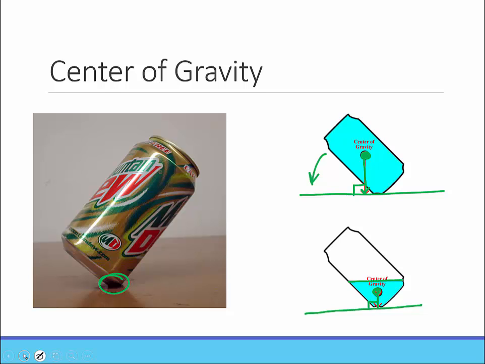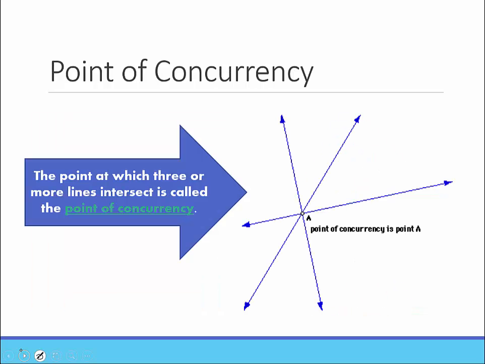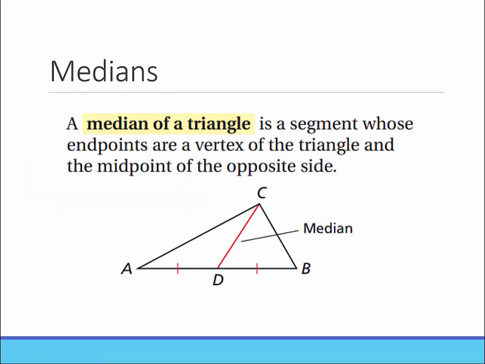So in addition to center of gravity, you need to know something called point of concurrency. The point of concurrency is a point at which three or more lines intersect. For what we're going to do today, a point of concurrency is three lines intersecting. Next thing you got to know about is something called the median of a triangle. This is a segment whose endpoints are a vertex and the midpoint of the opposite side.